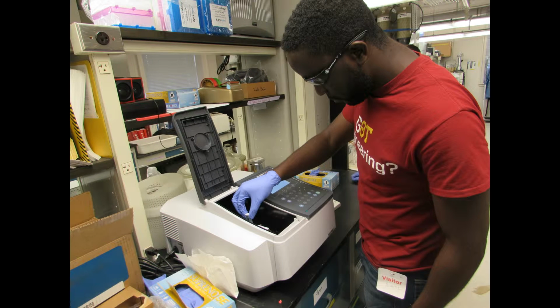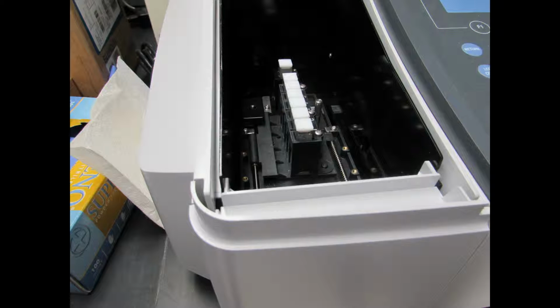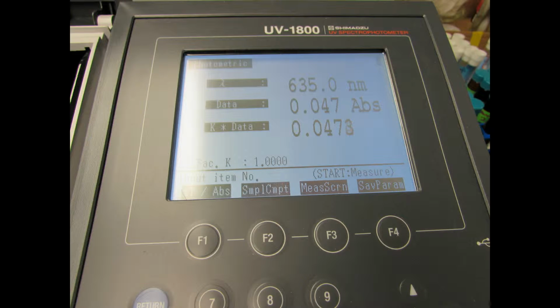To do so, we zeroed the spectrometer using the blank corresponding to the sample being tested, filled the glass vial 3/4 full with the solution, and placed the vial into the spectrometer. We tested 6 vials at a time. We ran the spectrometer at 635 nanometers to measure the absorbance of the solution. 3 trials were performed to ensure accuracy.